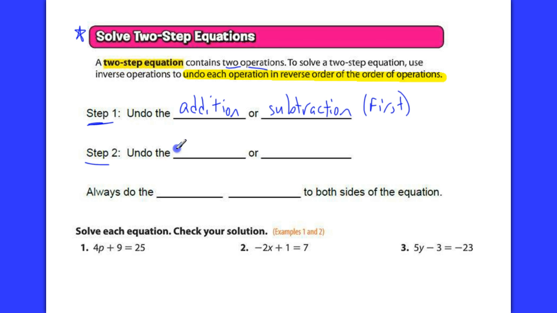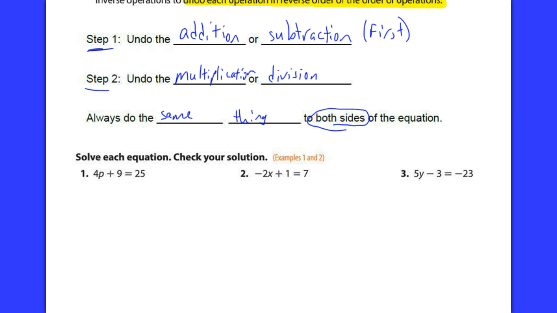Step two is that you will have multiplication or division that you have to undo. So second thing, undo the multiplication. Not sure if I can spell today. And then it might be division also. So you're going to have one or the other: addition or subtraction in there, and multiplication or division. And then just remember the thing that I've always been saying, you always do the same thing to both sides. As long as you do that, everything should work out fine for you.